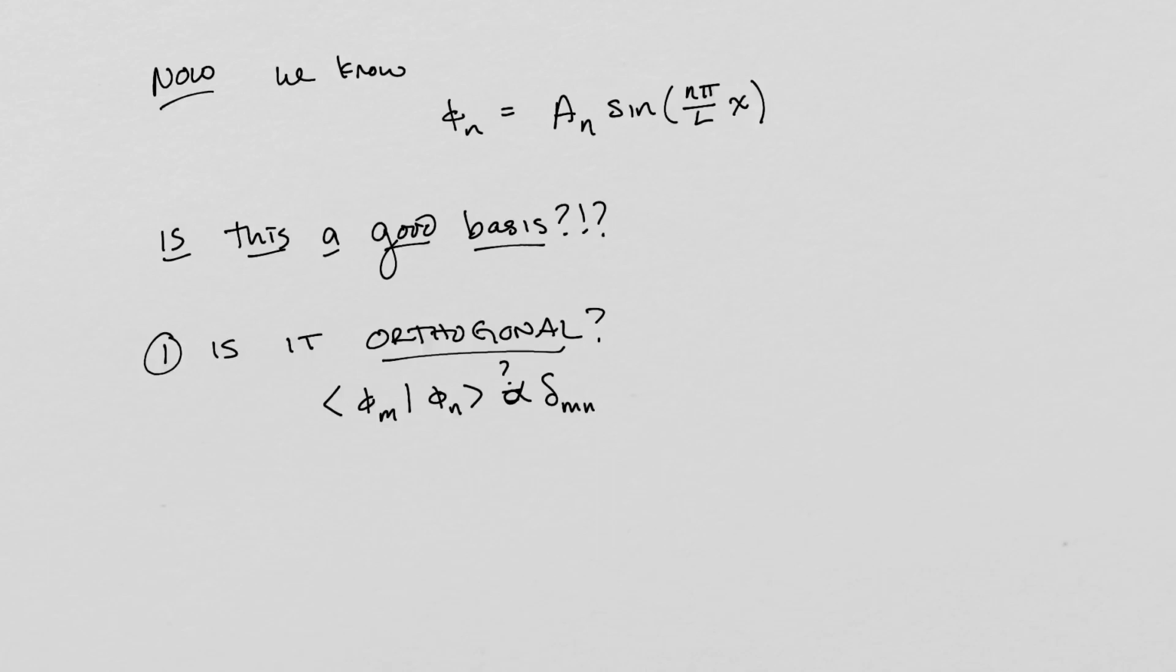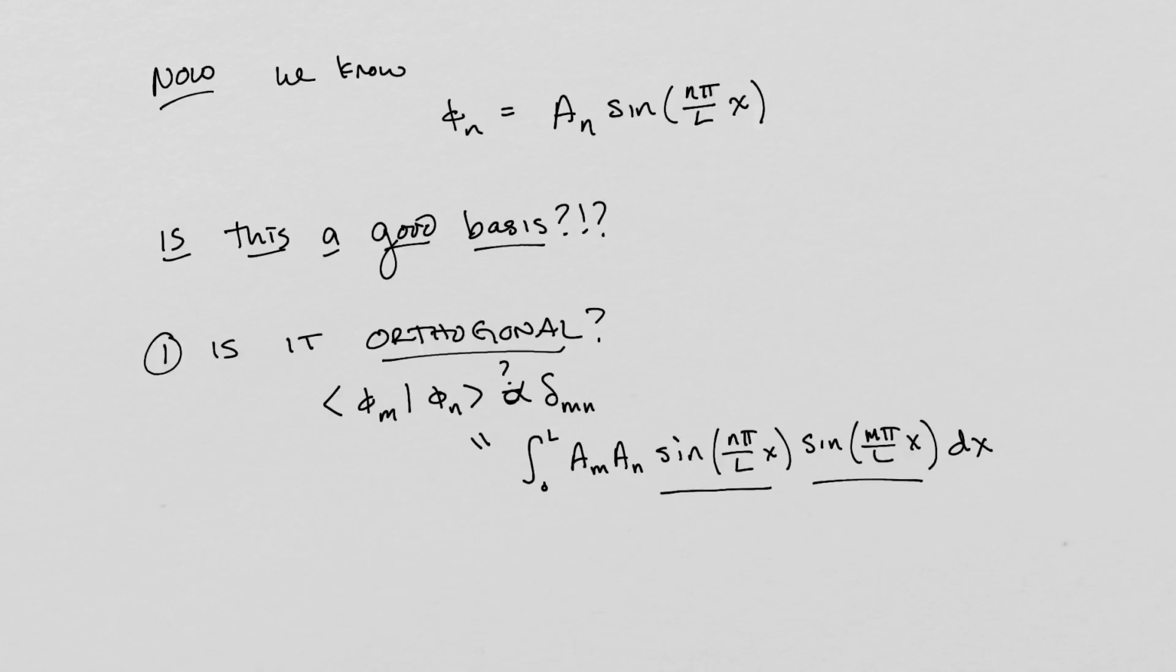So if I actually plug this in for two different states, phi m and phi n, what I get is the integral from 0 to L of a sub m, a sub n, times sine n pi over L x, times sine m pi over L x. I probably should have written those in the other way, but whatever, it's no problem. So I end up with the integral of two sine functions times each other. And now it's really, really important that n and m are integers here.